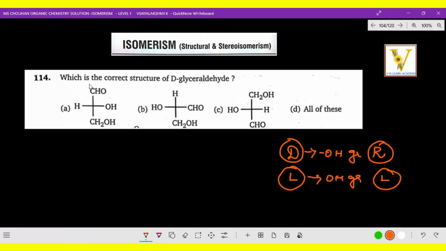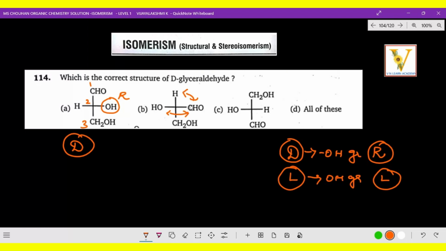So here we always start from here: 1, 2, 3. In the 3 carbons, the OH group is on the right hand side, so that means this is D-glyceraldehyde. In the same way, here CHO is on the vertical side, so now we have to interchange. This CHO will go on top and the hydrogen will come, and in the same way here also it will convert, because one interchange, another 2 interchanges.